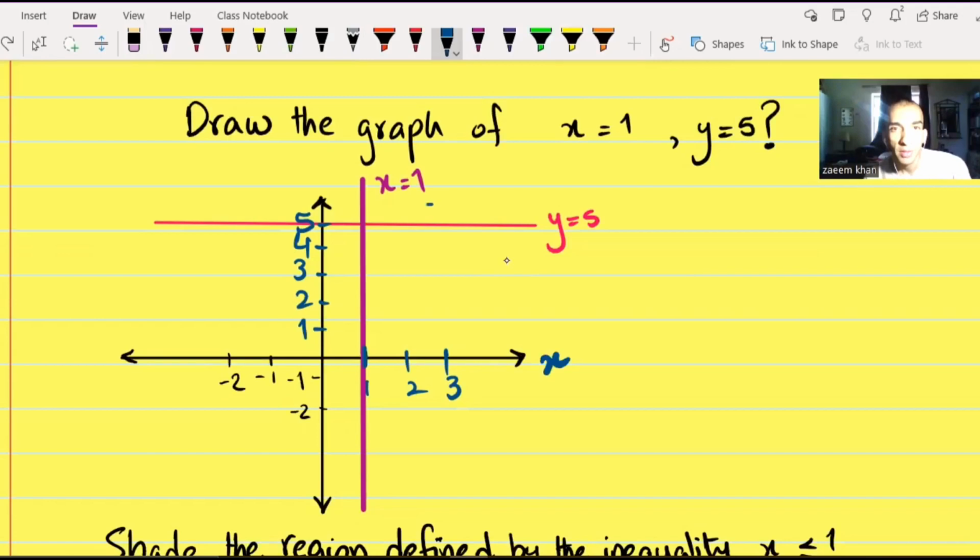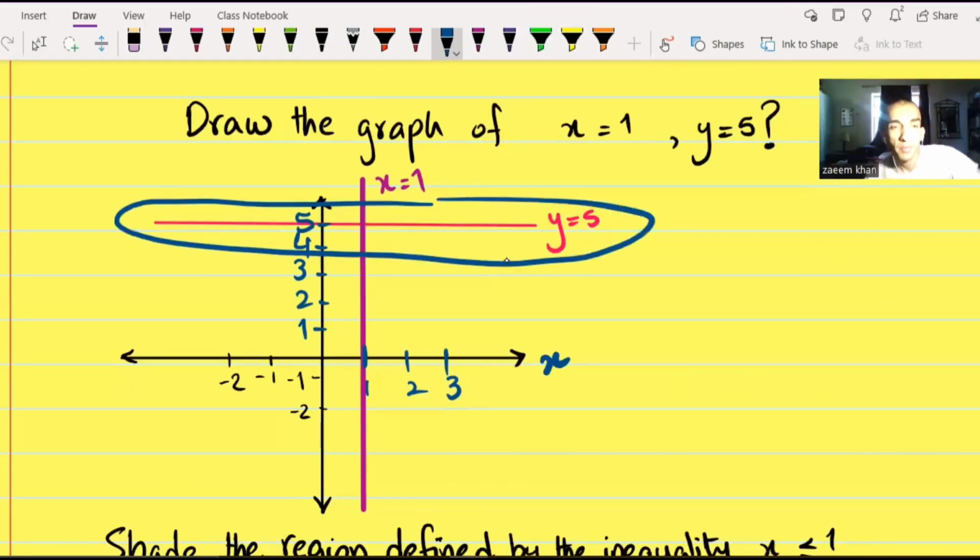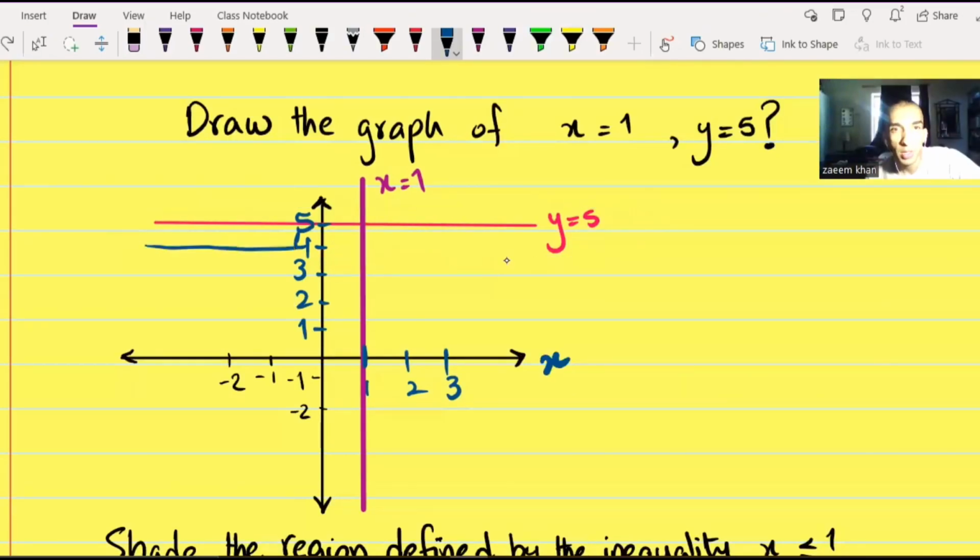If this is y equals 5, wouldn't this be y equals 4? Wouldn't this be y equals 3? Yes. Y equals 2, y equals 1, and this is going to be y equals 0. Another name for the x-axis is y equals 0.